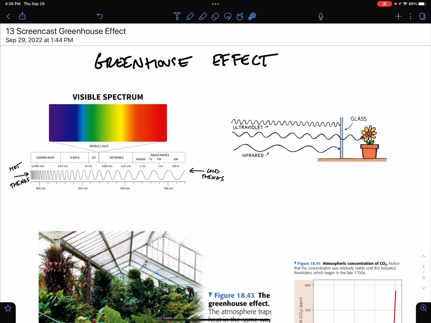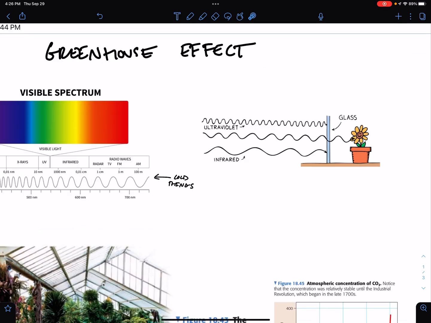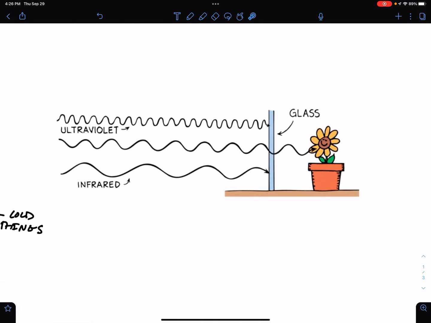Our second big idea is that different materials have different transparencies to different wavelengths of light. Well, what do I mean by that? Okay, glass. Glass is transparent to visible light. It allows visible light to pass through, but it is opaque to infrared light and to ultraviolet light. You can't sit behind glass and get a sunburn because ultraviolet light is absorbed by the glass.